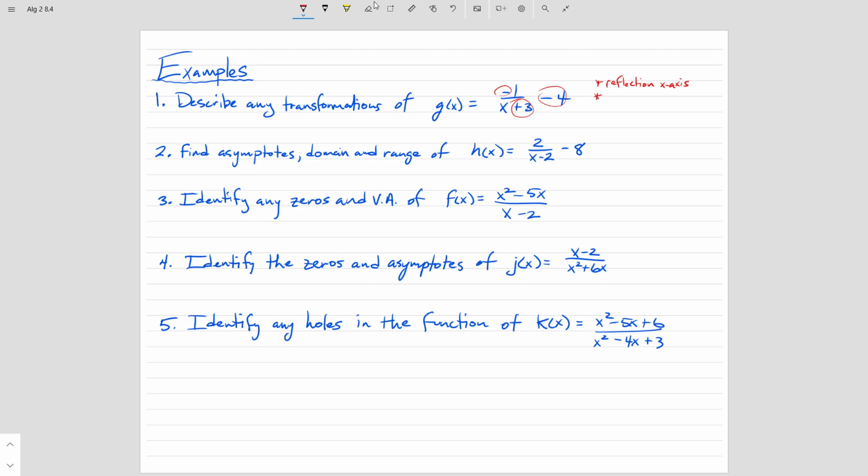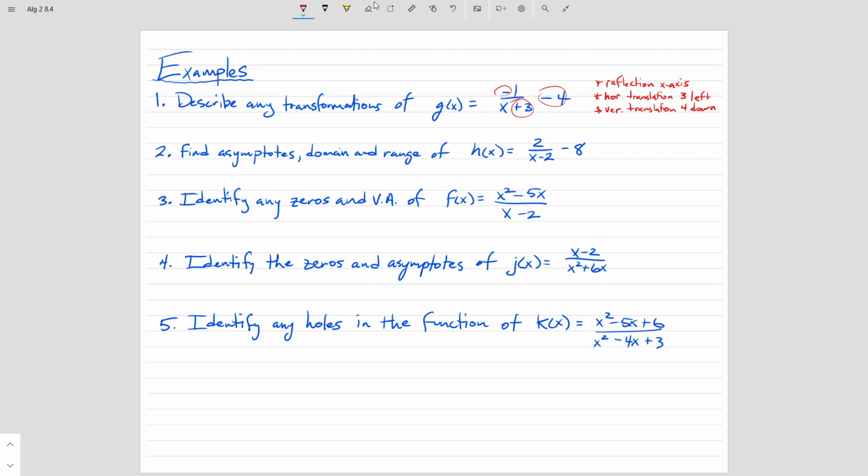The next change is plus 3 on the denominator, which is the plus 3 on the x. So that is a horizontal translation 3 to the left. A minus 4 at the very end is a vertical translation, because that means it's going to go down 4. So a vertical translation 4 down. Those would be transformations. And there are similar transformations we've done all year.